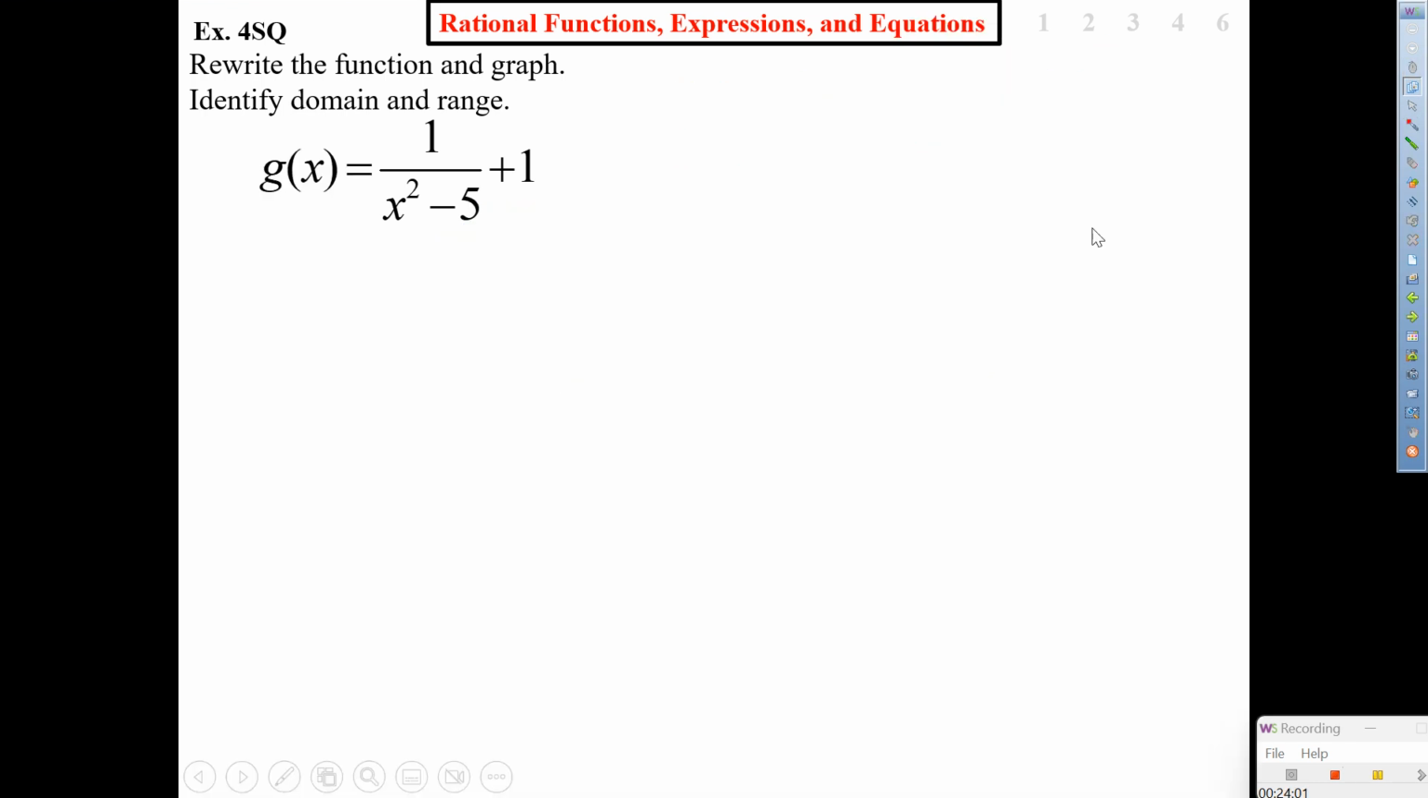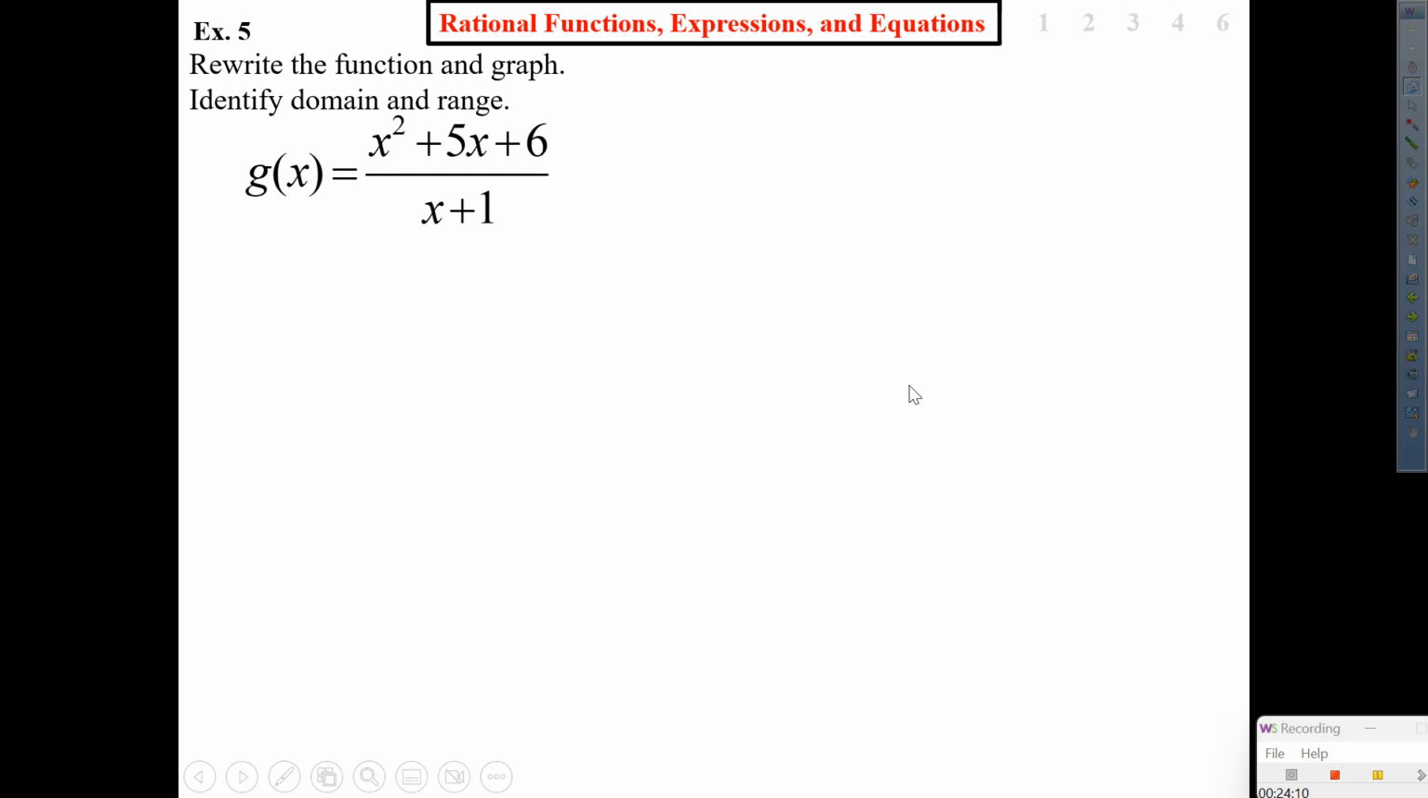So I'm not going to give you one more of these because it's the same process where you're going to end up with approximations for the VA. But we got it, yes? Shall we crank it up? Oh, yes. Example number 5, copy that. G of x equals x squared plus 5x plus 6 over x plus 1.